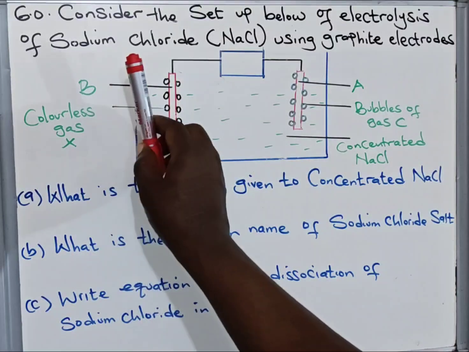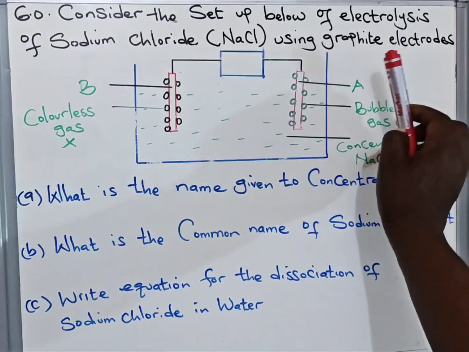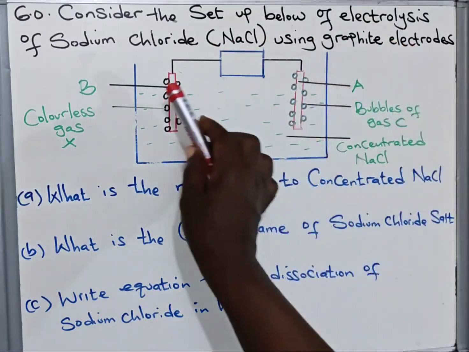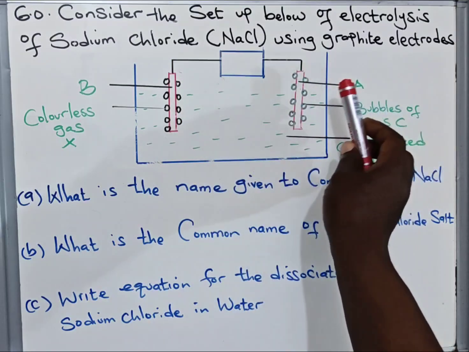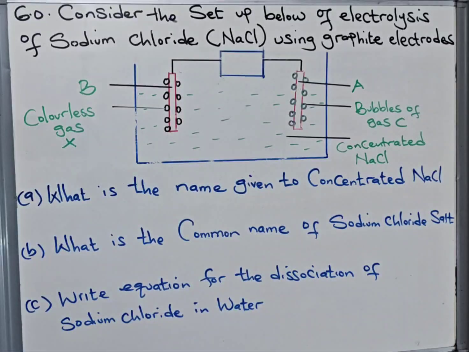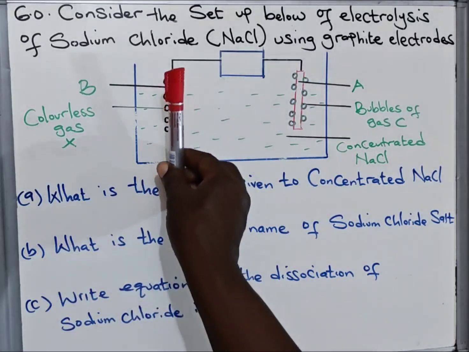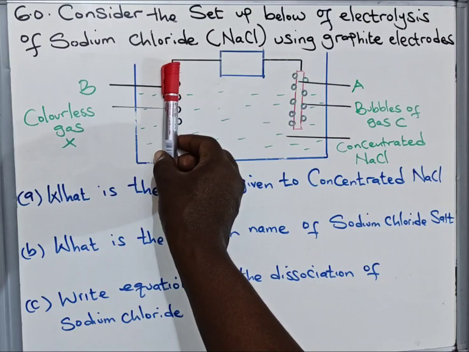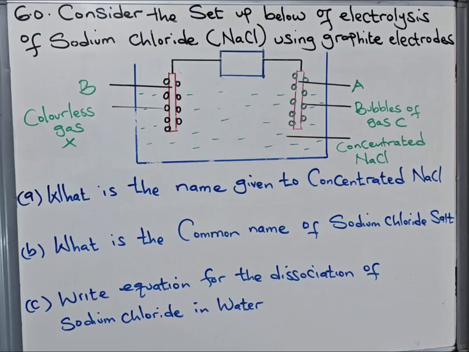Today we are looking at this question. It says, consider the setup below of electrolysis of sodium chloride using graphite electrodes. So this is what we are having. We're having this energy source here, and we have electrode B and electrode A.